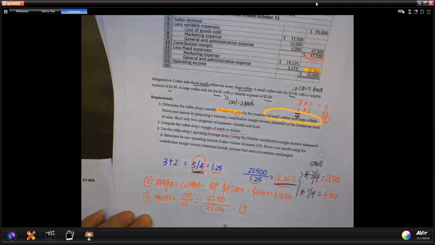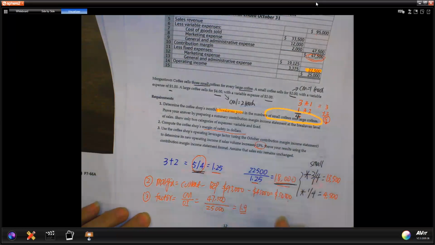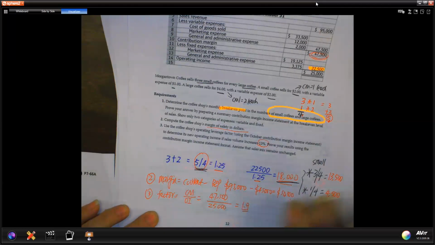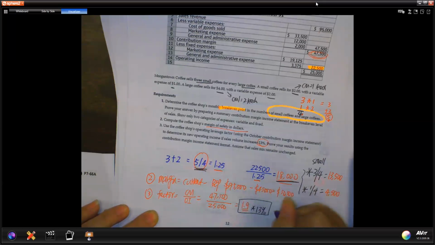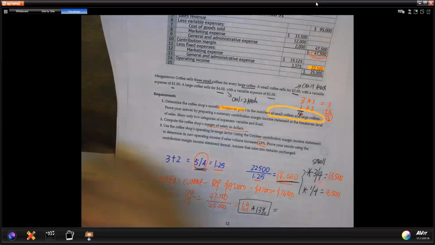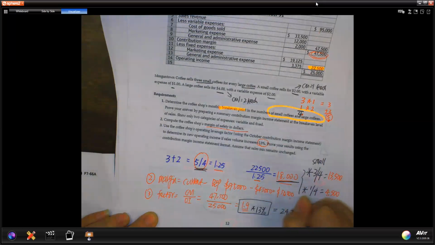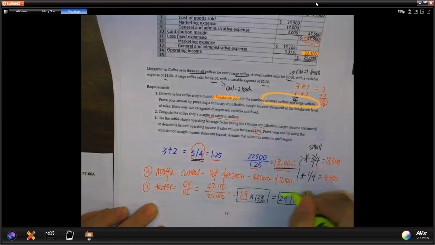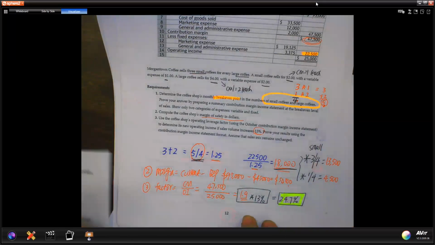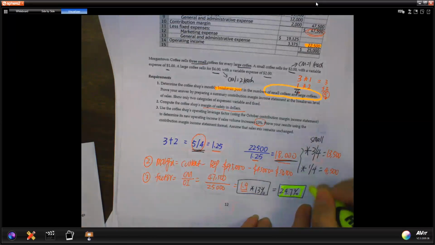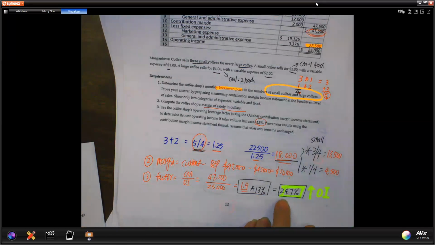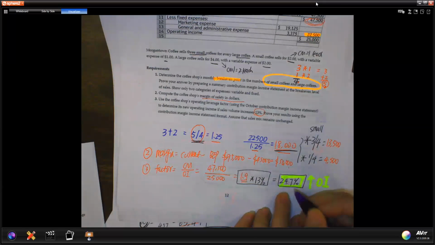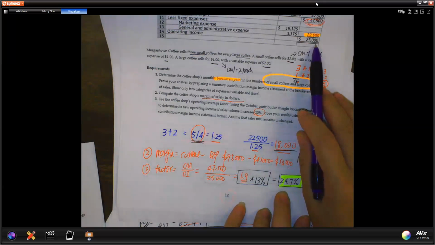So what does that mean? It says if your volume increases by 13%, your operating income will increase by 24.7%. Your operating income will increase by 24.7%.